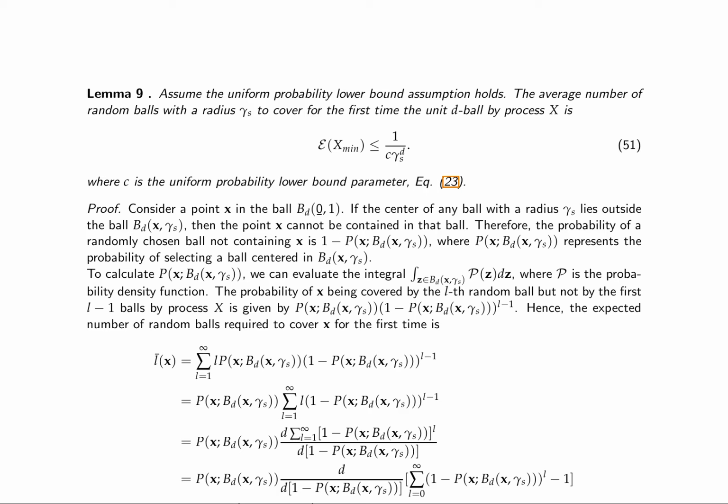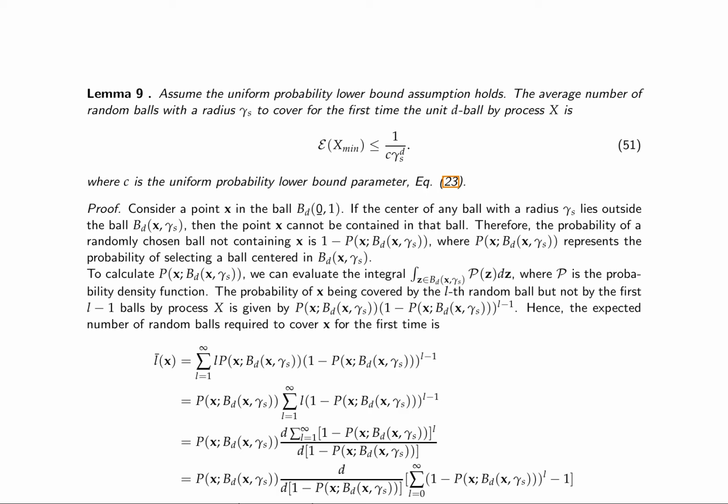Here is a combined summary of pages 15 and 16. The authors present a lemma that assumes a uniform probability lower bound and derives an upper bound for the average number of random balls required to cover a unit D ball for the first time. The proof involves calculating the probability of a randomly chosen ball not containing a point x in the ball BD, x, gamma s, and then computing the expected number of random balls required to cover x for the first time.